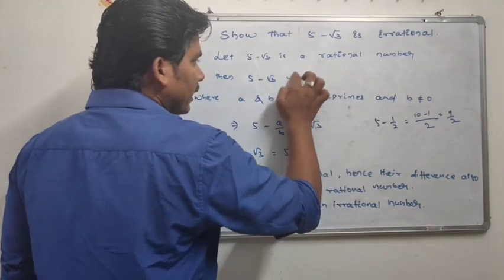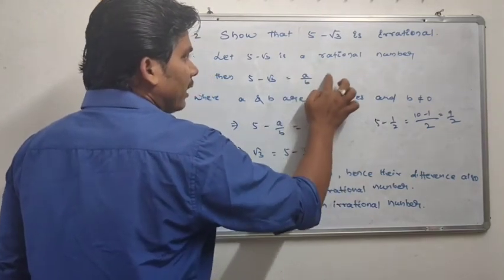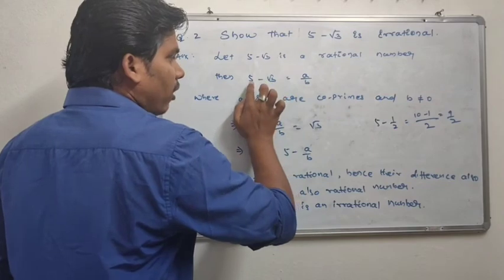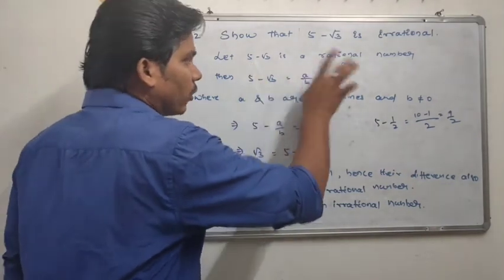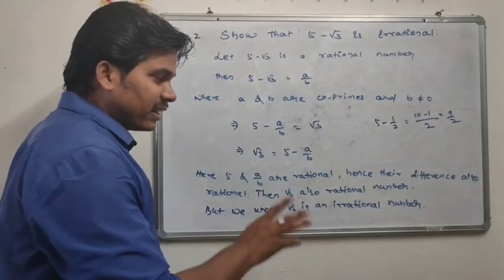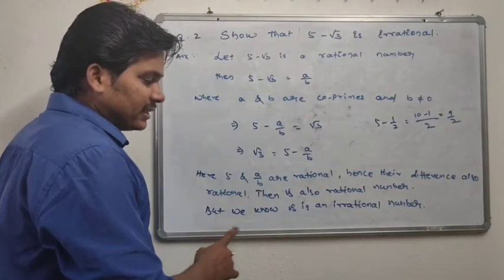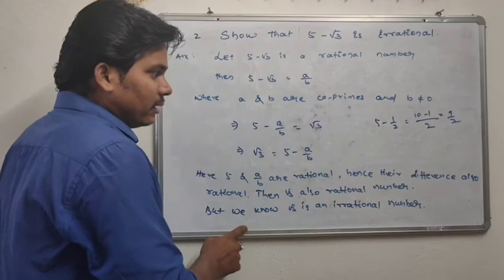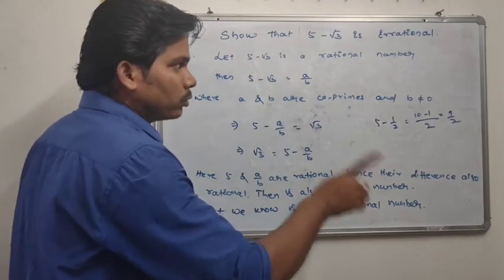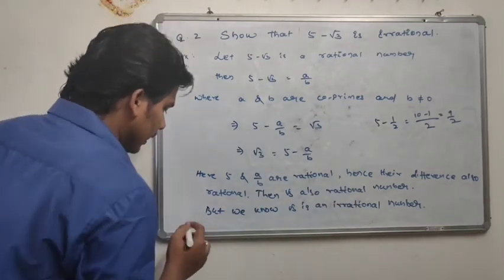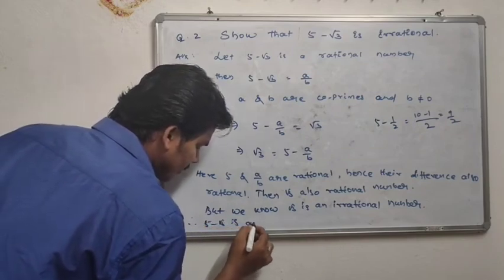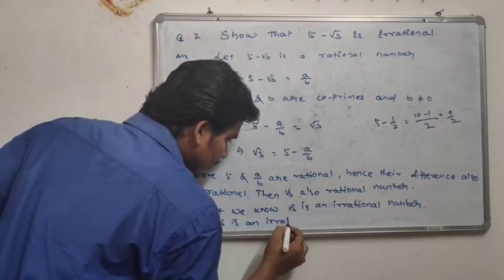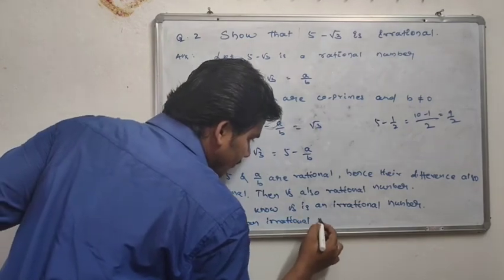It means a by b is not in the form of 5 minus root 3. That means 5 minus root 3 is not a rational number. Then we can write here, our assumption is wrong. Then we can say 5 minus root 3 is an irrational number. Hence, or therefore, 5 minus root 3 is an irrational number. You can write it simply here.